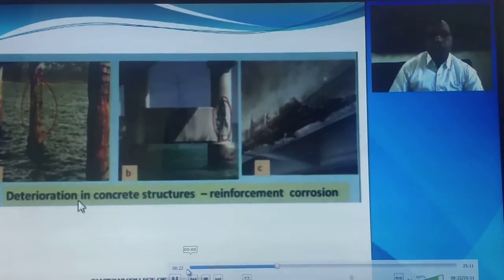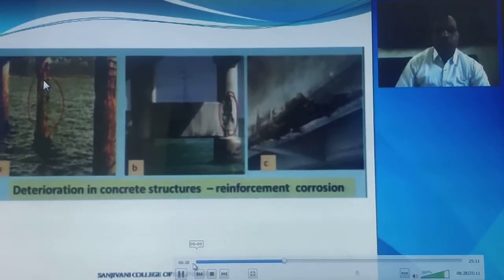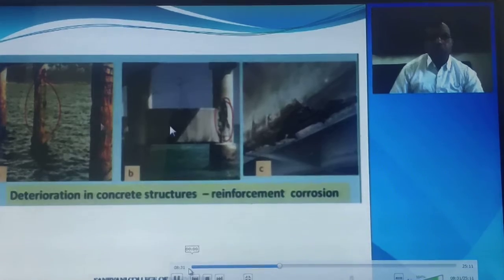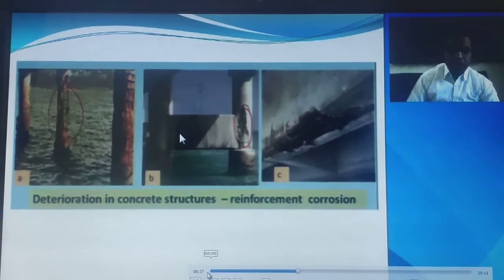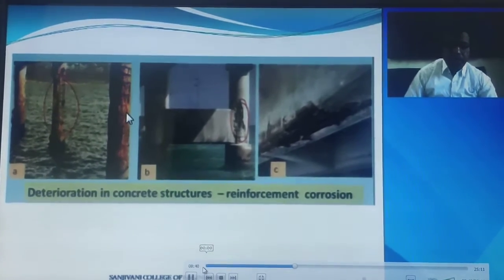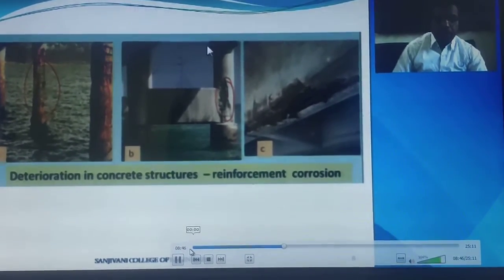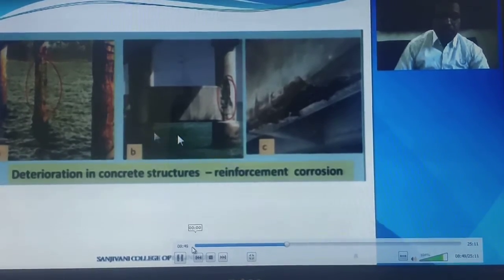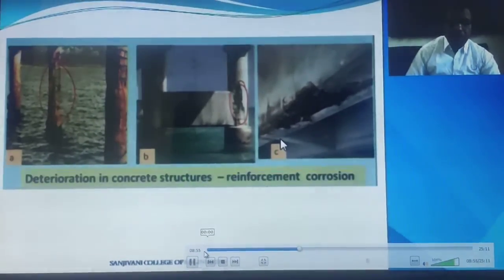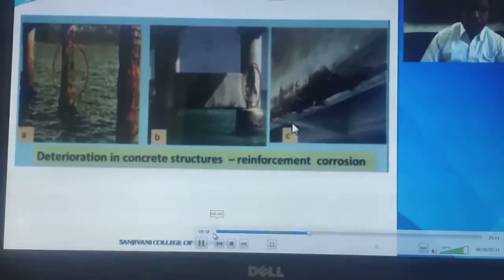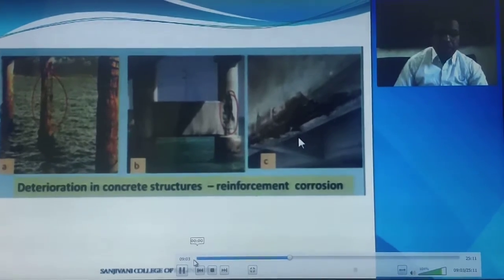Then if you see deterioration in concrete structures, that is reinforcement corrosion. This figure shows severe corrosion of the reinforcement of the piers, so there is a loss of cover. We must understand what the service life of this structure is, and in which situation it must be sustained. This is our responsibility, the responsibility of engineers who design concrete structures.